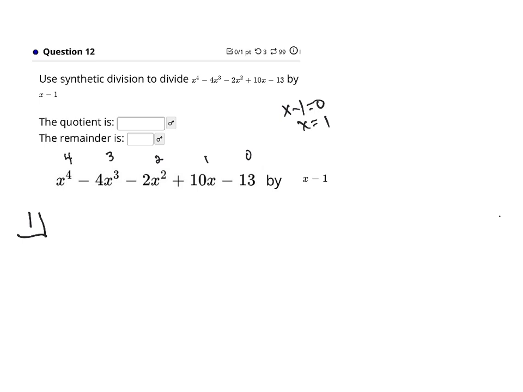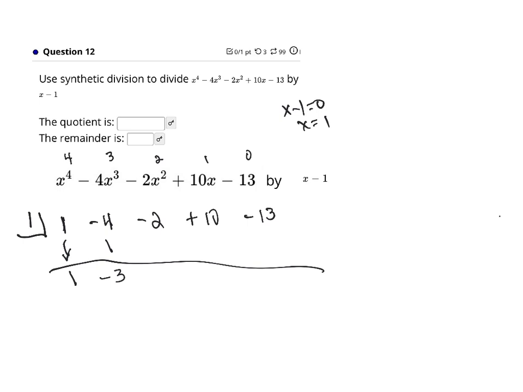So now all we have to do is put the coefficients. 1, -4, make sure to include the signs, -2, +10, -13. Bring an arrow down and draw a line. So we bring that 1 down. 1 times 1 is 1. -4 plus 1 is -3. So -3 times 1 is -3.